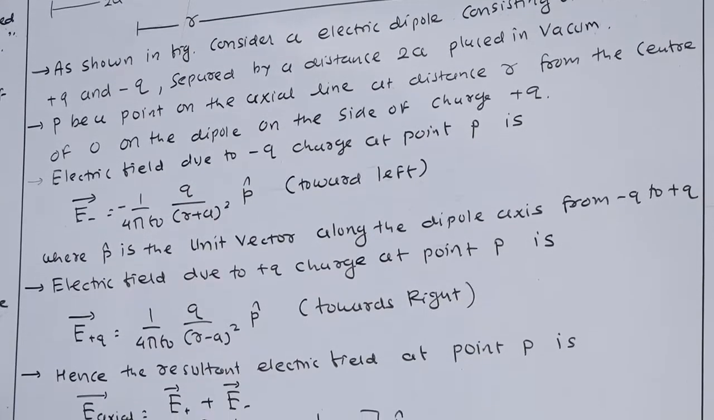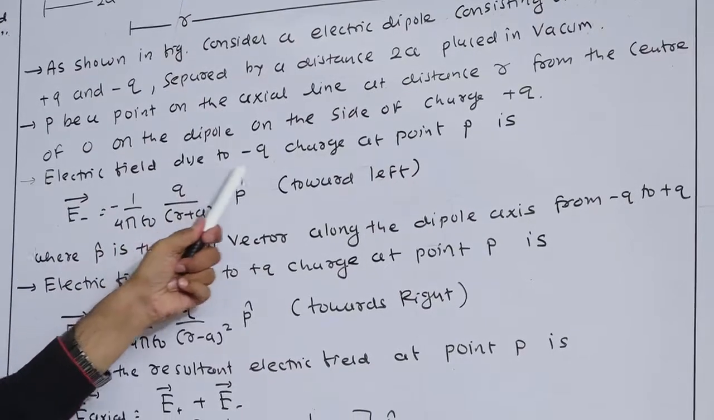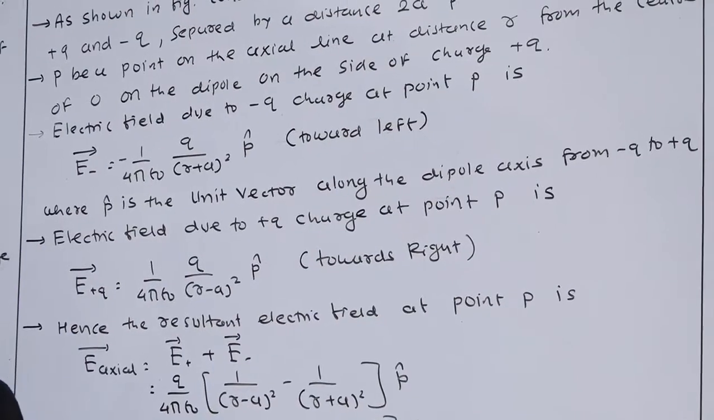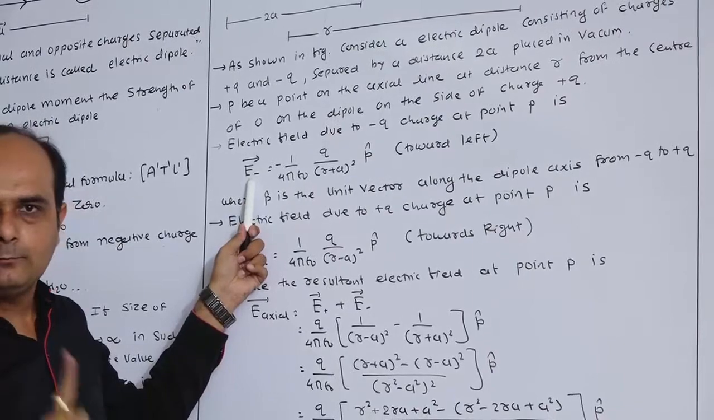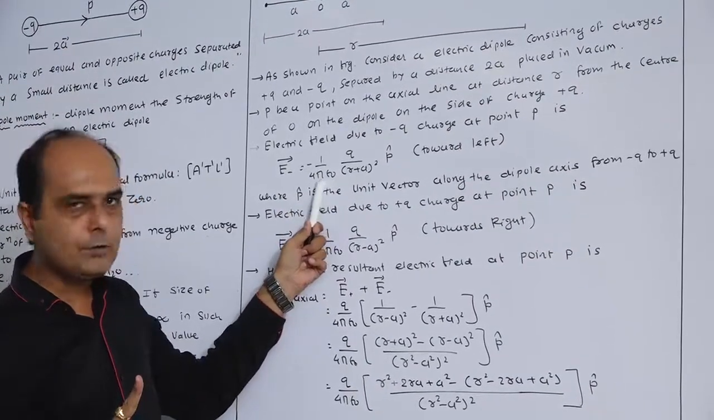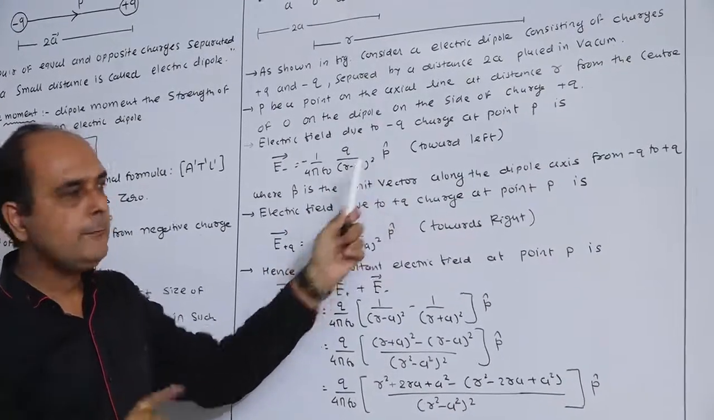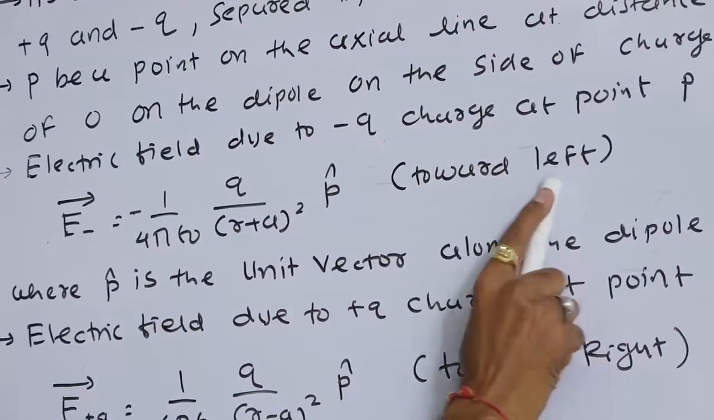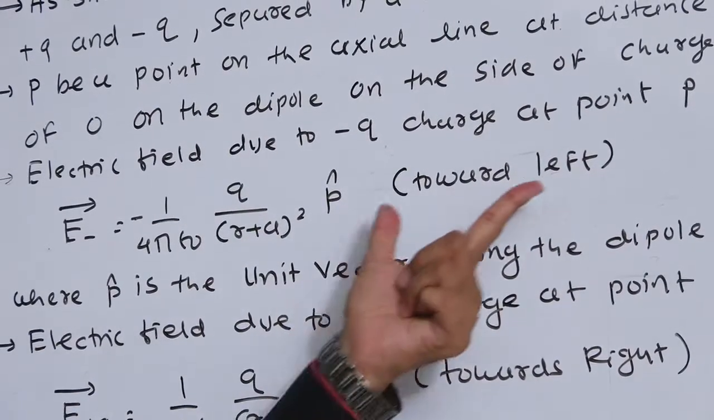Now students, there is the first equation of the electric field. The electric field due to the minus q charge at point P is given by vector E minus is equal to minus 1 upon 4 pi epsilon 0 into Q upon (r plus a) whole square into P cap. And this electric field is acting towards the left side. Therefore, write down on the board: the direction of the electric field is towards left.